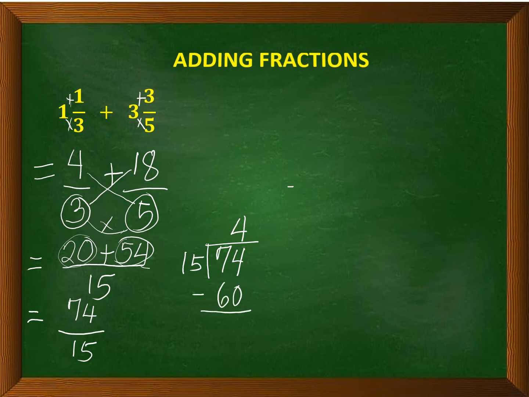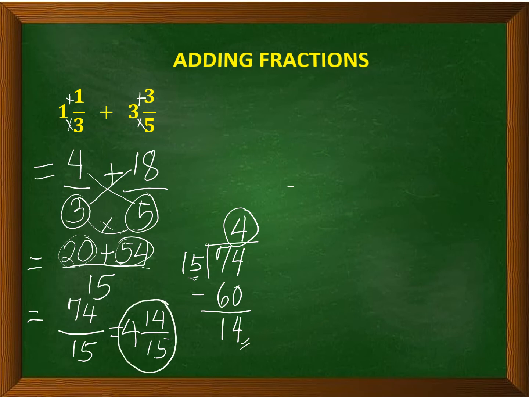Then let's subtract. 4 minus 0 is 4. 7 minus 6 is 1. So 74 15ths when changed to a mixed number is 4. And the remainder here will be our numerator. And the divisor here will be our denominator. So our final answer is 4 and 14/15.